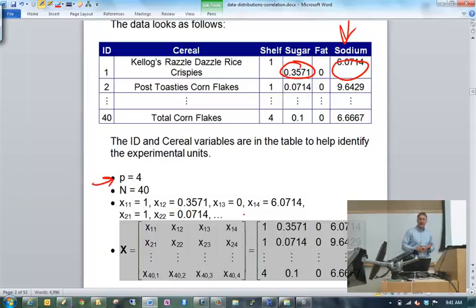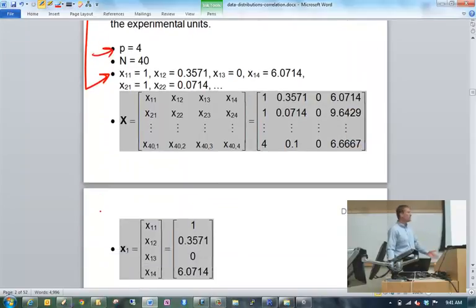In this case, I'm interested in sugar, fat, sodium, and also shelf. So p is equal to 4 in this particular case. Capital N is equal to 40. For the first observation here, x11 would be 1, x12 would be 0.3571, and so on. I can put this into a nice little matrix form, and so here is my data matrix.